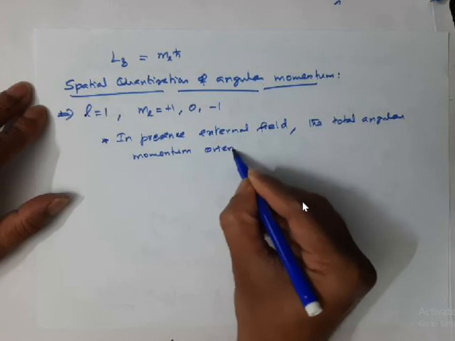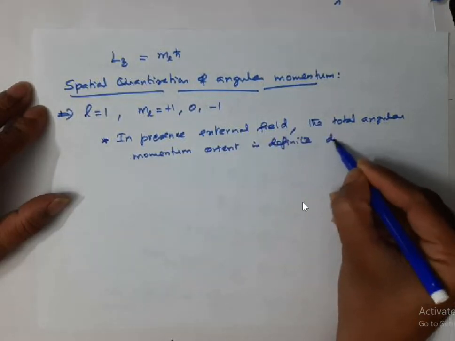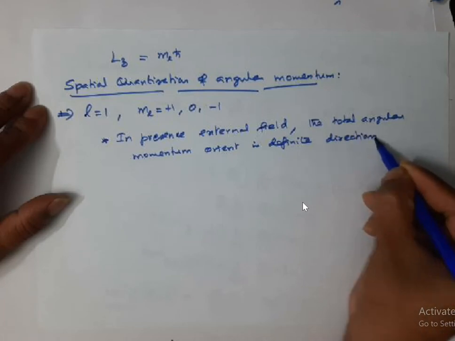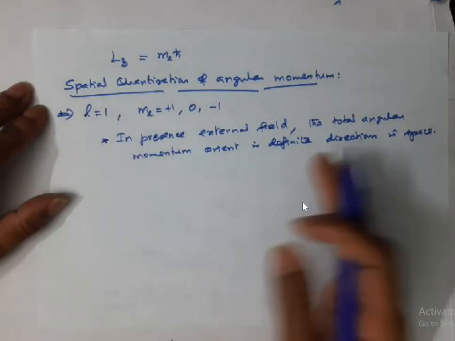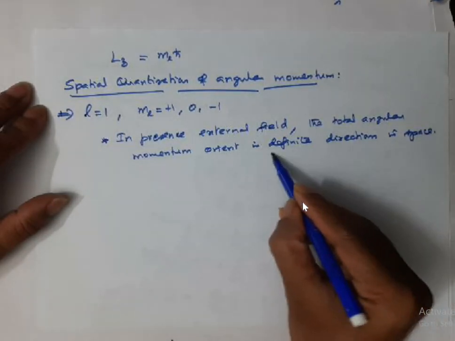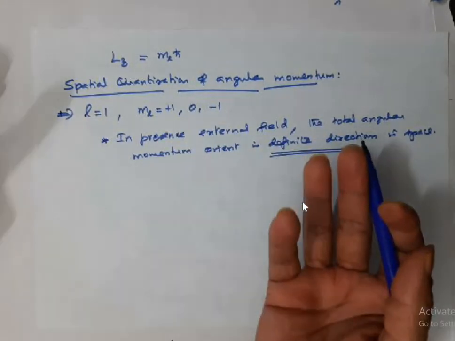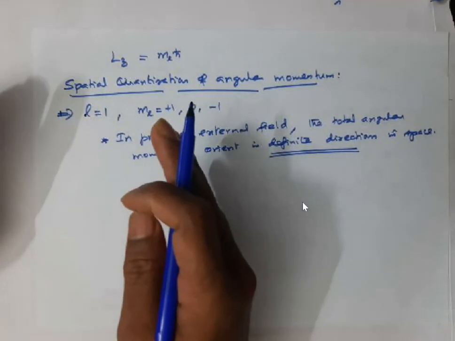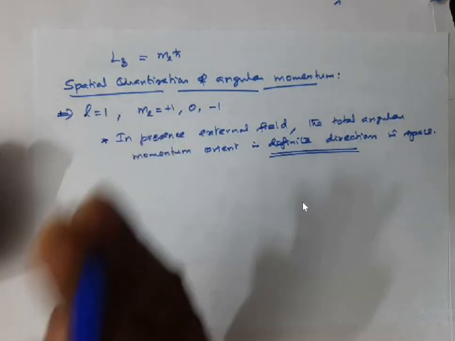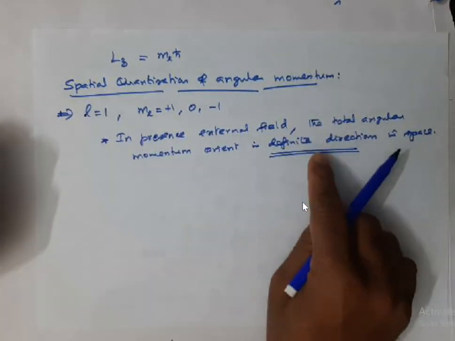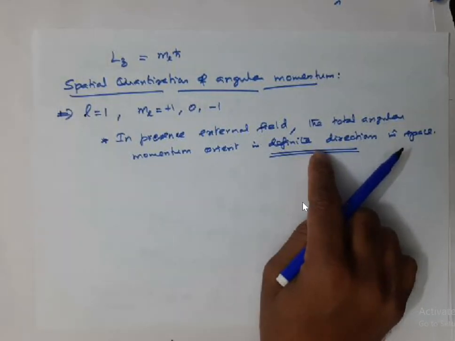orients in definite directions in space. It cannot orient in all possible directions. That's the point. If it oriented in any possible direction, then angular momentum would not be quantized. But in the presence of an external field, the total angular momentum orients only in certain definite directions. So this is what we call the spatial quantization of angular momentum.